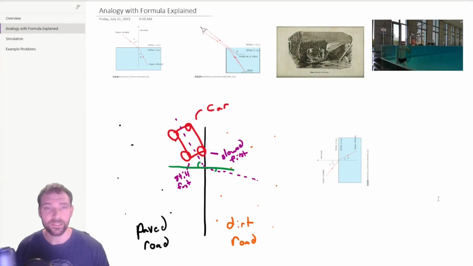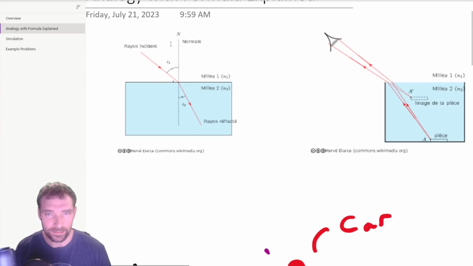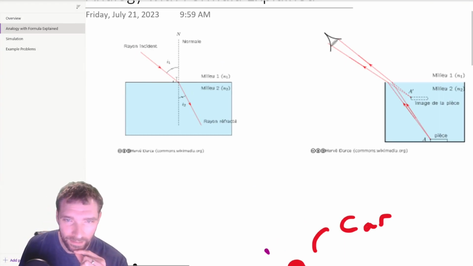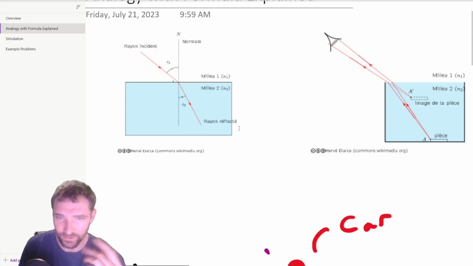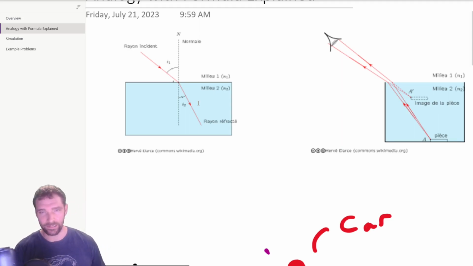So before we do the analogy, let's just talk a little bit about this diagram where we've got the light going in, and then there's this other surface, usually it's like some water or glass, and the light gets bent going from air to the secondary medium. So that medium, its density is going to affect how much it bends.